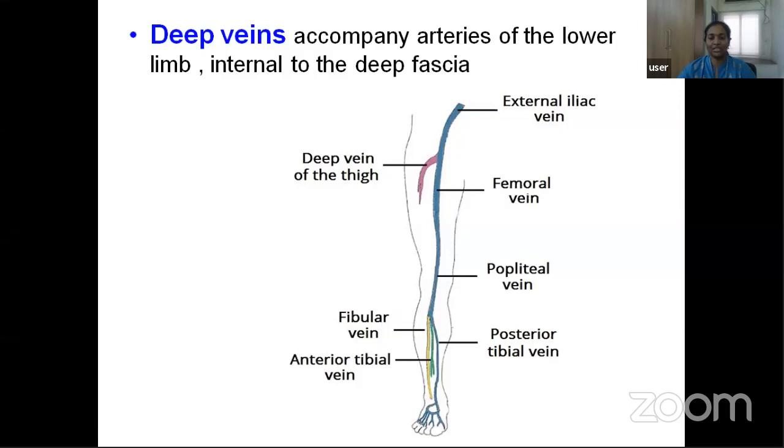But as it goes upwards, as it goes to the popliteal and femoral vein, we don't have such a feature of venae comitantes. So deep veins are accompanying the arteries and they are named as anterior tibial and posterior tibial, where they are present in the form of venae comitantes, which join and form the popliteal, which goes and opens into the femoral, then finally into the external iliac vein and proceeds upwards. So these are the deep veins.